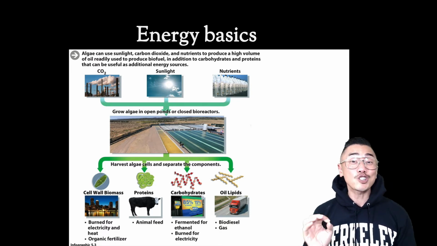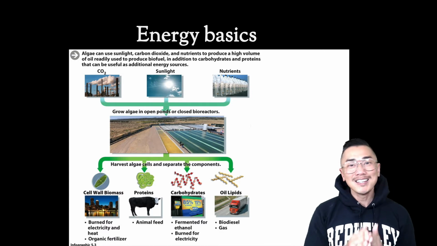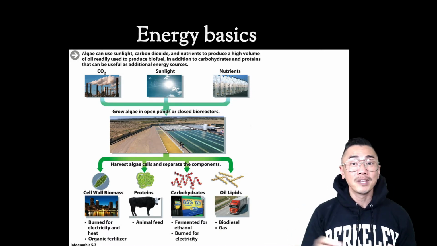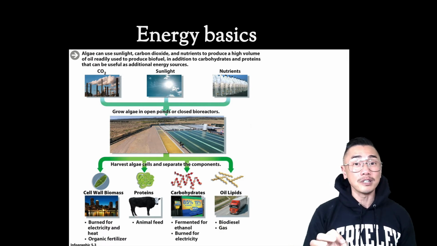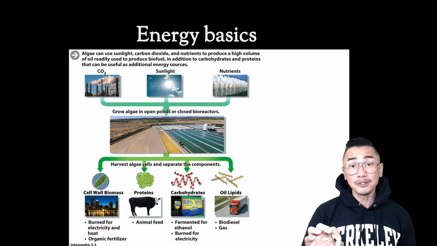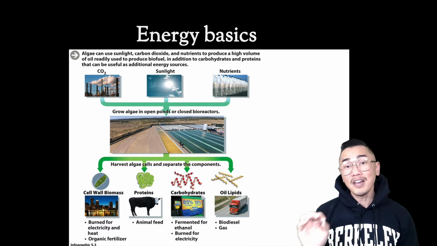This infographic shows how carbon dioxide, sunlight, and nutrients can be used to produce algae. This algae can be harvested to produce fuels and also to fertilize fields, produce electricity, and feed animals.